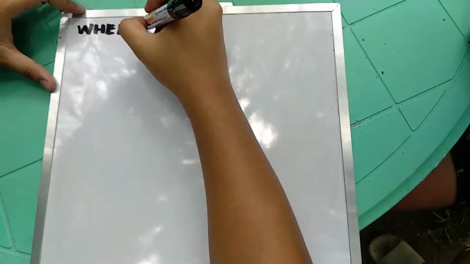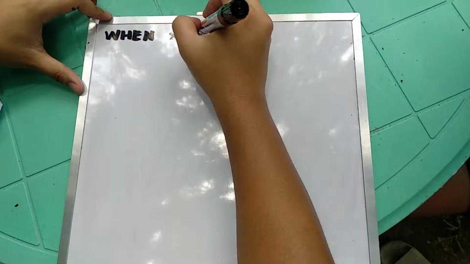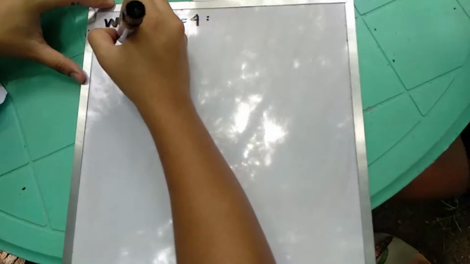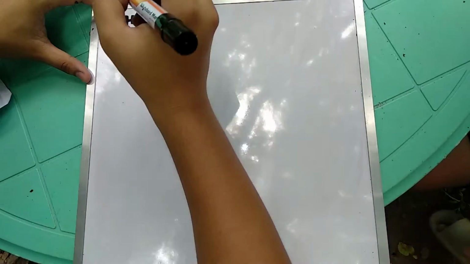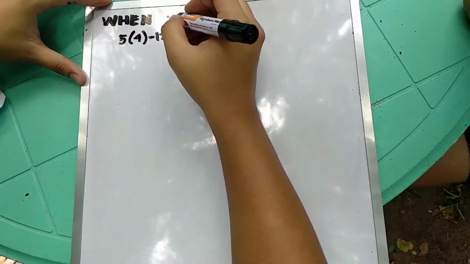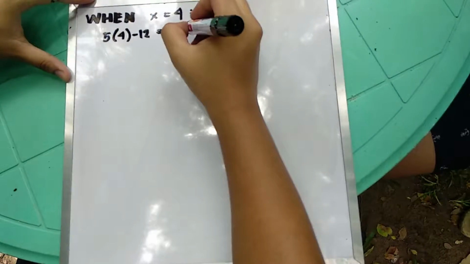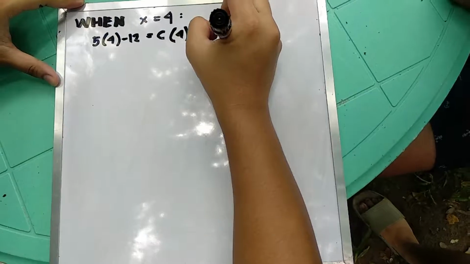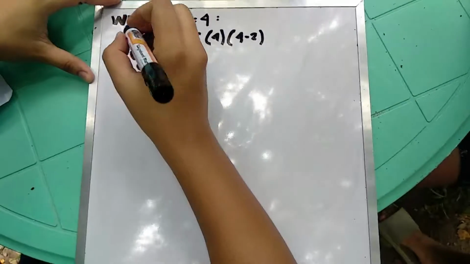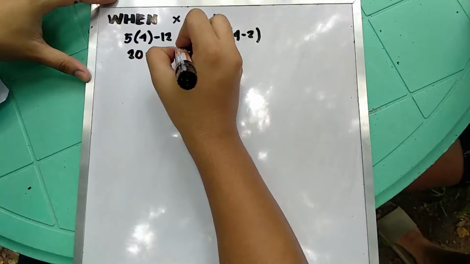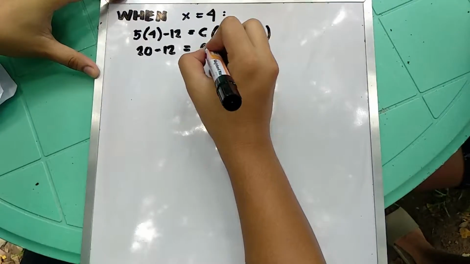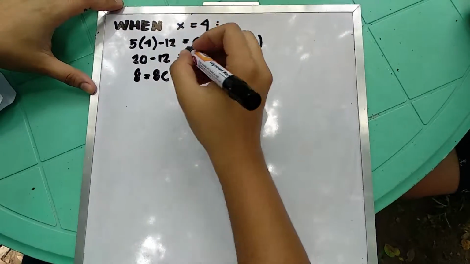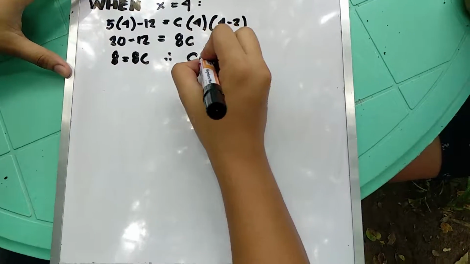When x is equal to 4, then 5 times 4 minus 12 equals c times 4 times 4 minus 2. It will become 20 minus 12 equals 8c. 8 is equal to 8c. Therefore, c is equal to 1.